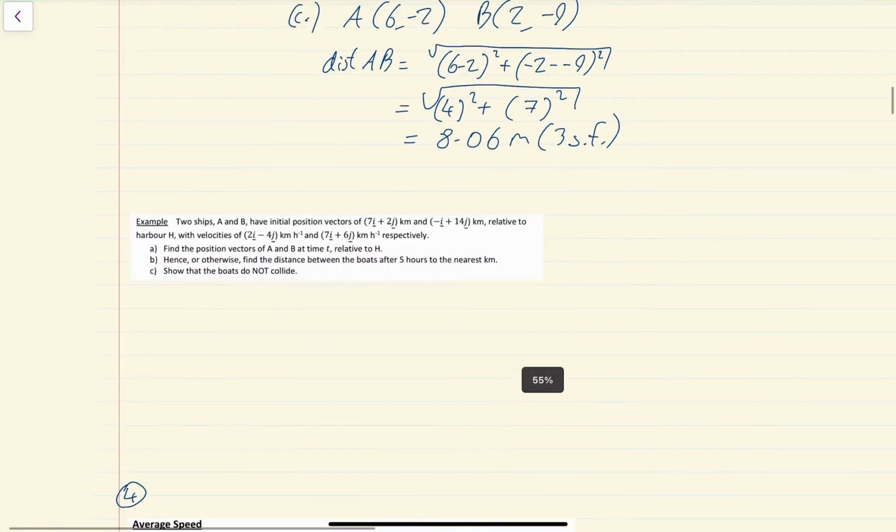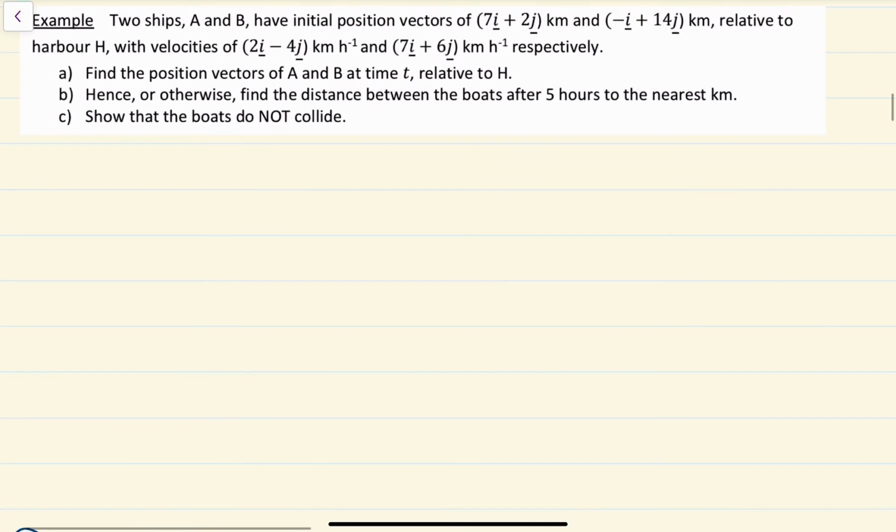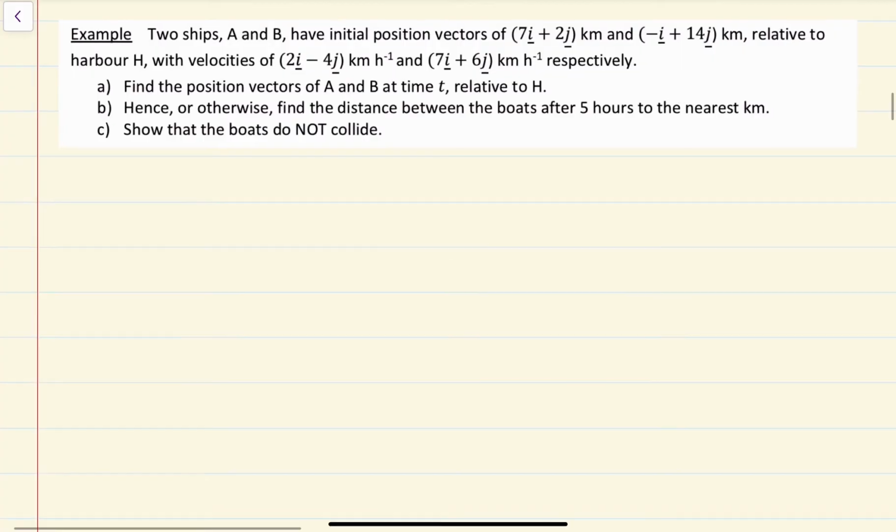Okay, last example here. It says we have two ships, A and B, that have initial position vectors of 7i plus 2j kilometers and minus i plus 14j kilometers relative to harbour H. And the velocity of A is 2i minus 4j, velocity of B is 7i plus 6j. Find the position vectors of A and B at time t relative to H.